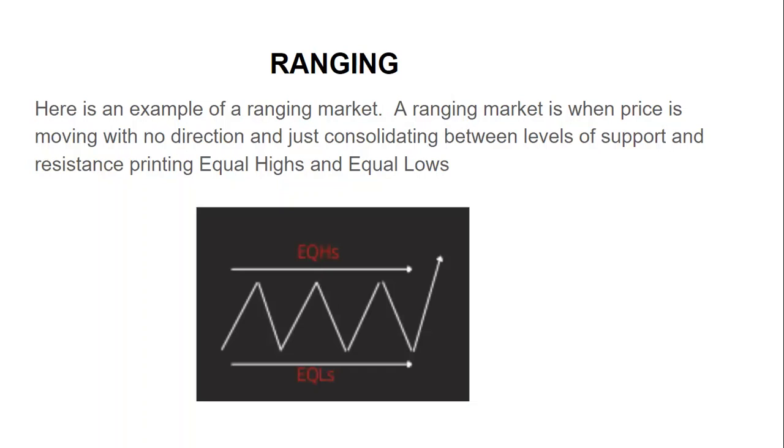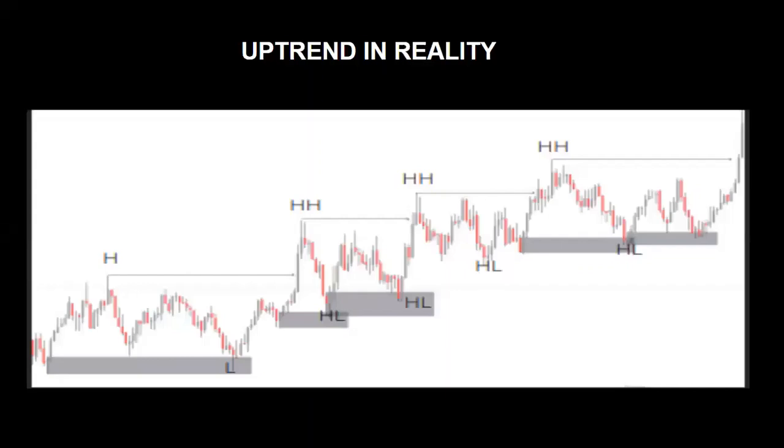We have the uptrend, we have the downtrend, we have the ranging market. These are some of the important things you have to know about the strategy. Now let's go to the uptrend in reality. The one I showed you before was very clean, but this is exactly how it looks in a market.